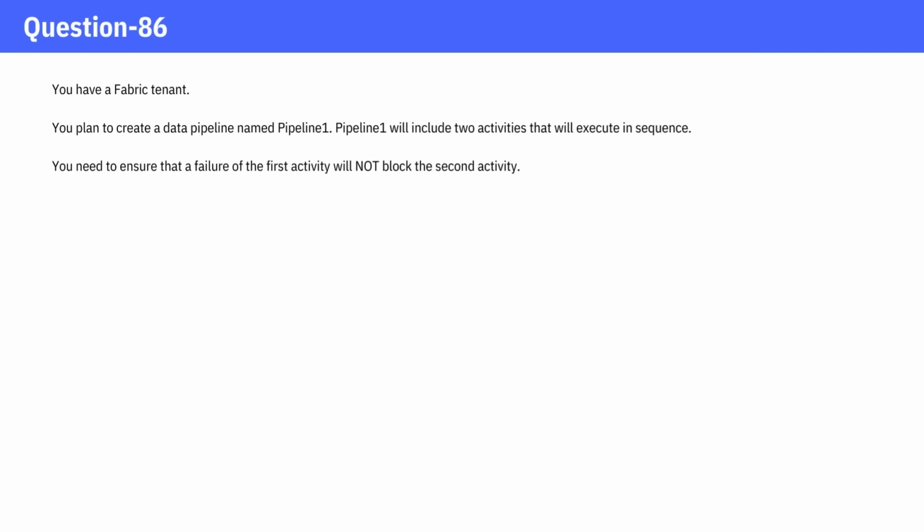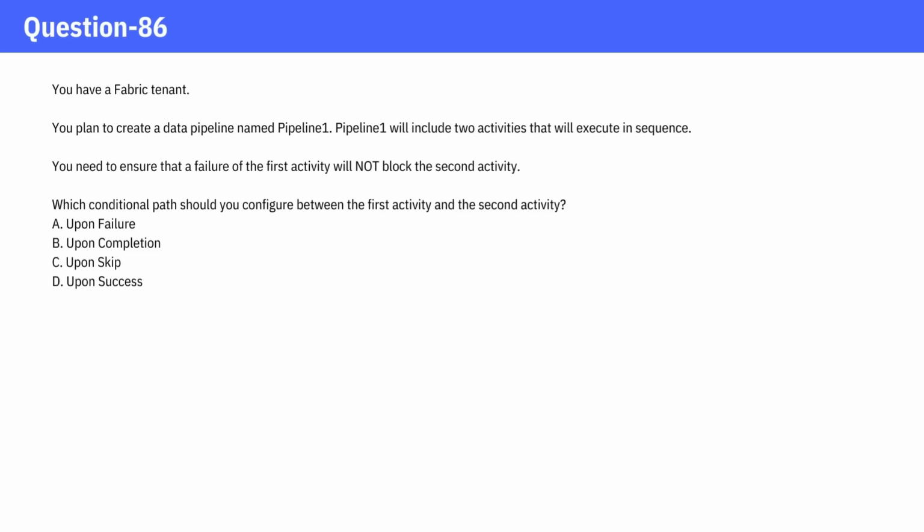Question 86. You have a Fabric tenant. You plan to create a data pipeline named Pipeline 1. Pipeline 1 will include 2 activities that will execute in sequence. You need to ensure that a failure of the first activity will not block the second activity. Which conditional path should you configure between the first activity and the second activity? A. Upon failure. B. Upon completion. C. Upon skip. D. Upon success. The correct answer is option B.